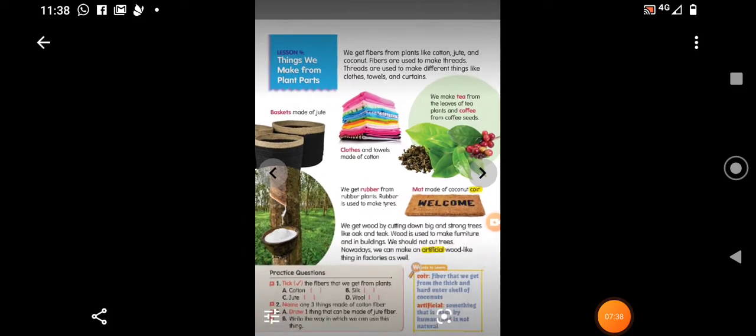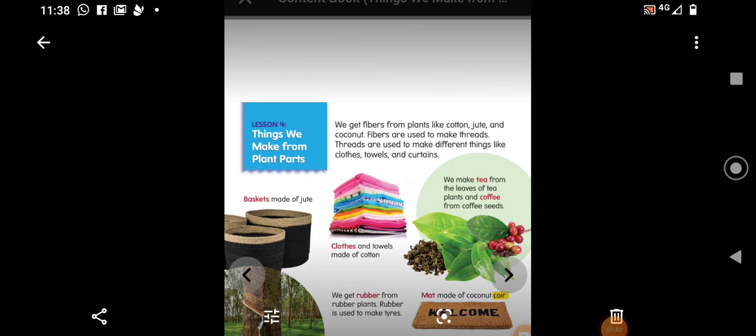Yes, now children, this is what we are learning. Things we make from plant parts. We get fibers from plants like cotton, jute and coconut. Fibers are used to make threads. Threads are used to make different things like clothes, towels and curtains. That's what you did as activity. I told you to draw and write that from the fiber, thread; from the thread, clothes. That's all, simple. From the fiber, thread; from the thread, it is the clothes.